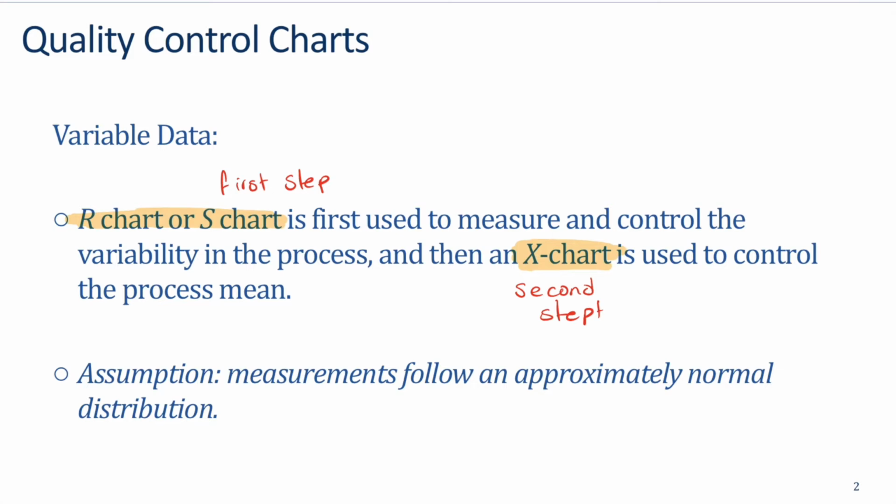Now, for variable data, we have two steps. We define the R chart or the S chart to measure and control the variability of the process by computing the upper and lower limit. And then in a second step, we have the X bar chart that is used to control the process mean. Remember that the most important assumption here is that the measurements follow an approximately normal distribution.